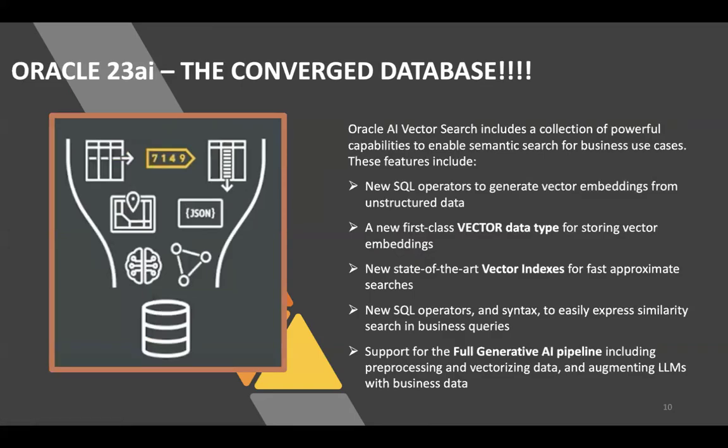Oracle AI vector search includes a collection of powerful capabilities to enable semantic search for your business use case. These features include the ability to generate vector embeddings inside your database. I do have new SQL operators. To store vector embeddings, I have a new data type called vector. I can use vector indexes to make queries faster. I have a new SQL operator specific to similarity search inside your database. And it also supports the full generative AI pipeline with LLM and RAG.